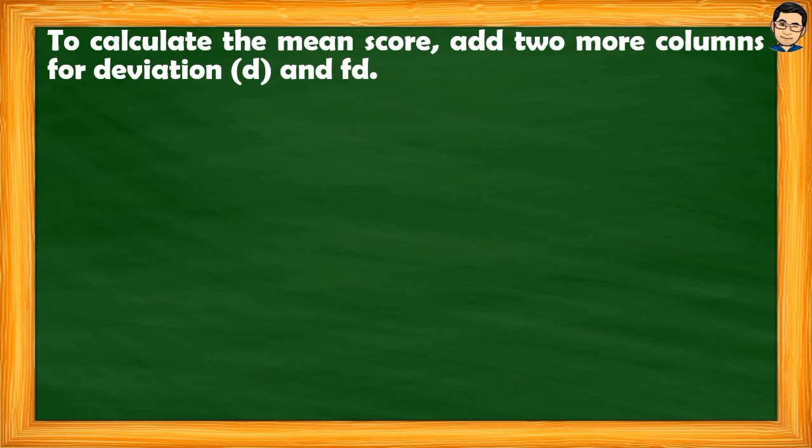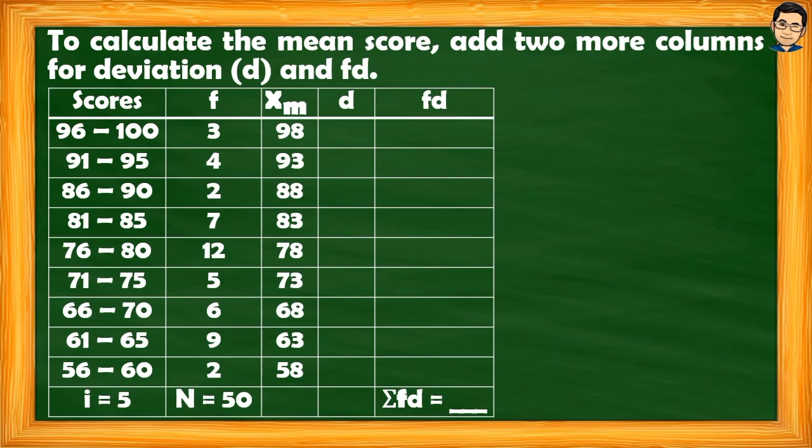We will calculate the mean score now using the assumed mean method. Before that, we will add 2 more columns for deviation and fd. Here they are, the 4th and 5th columns. How do we get the deviation? We look at the frequencies and find which is the highest. As you can see here, the class 76 to 80 has the highest frequency. In that case, that is our basis. That is where we get the assumed mean.